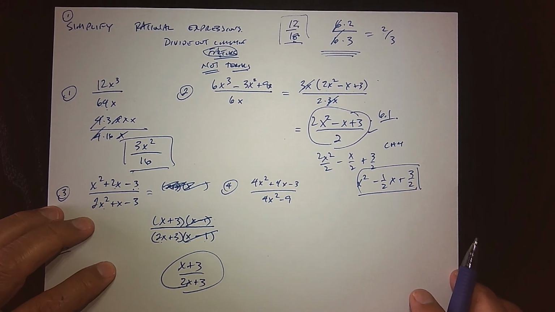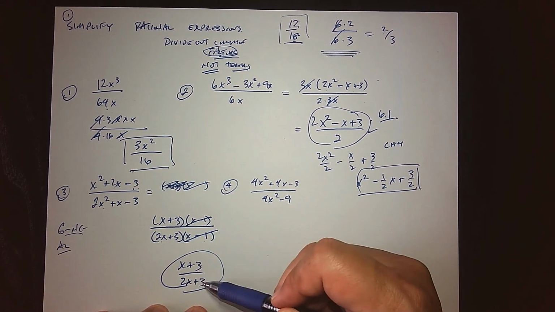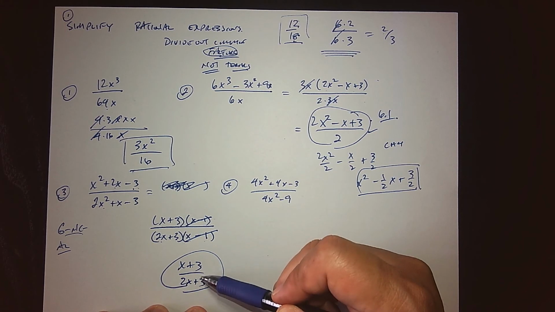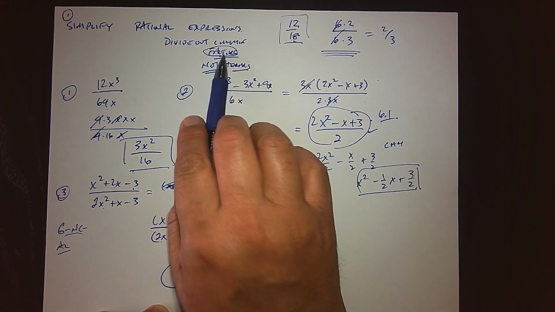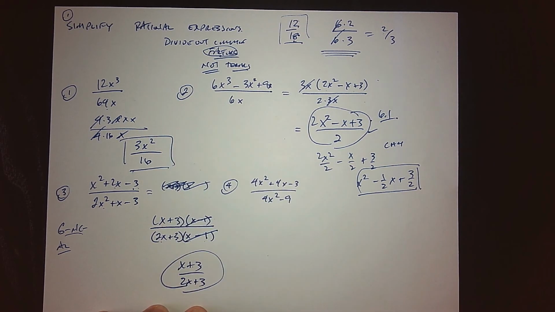And again, be careful. These 3's are not factors right now, because of the plus sign, they are terms. So we can't go any further, right? We only divide out common factors, not terms. So be careful. So last but not least, how do we simplify this fraction here?